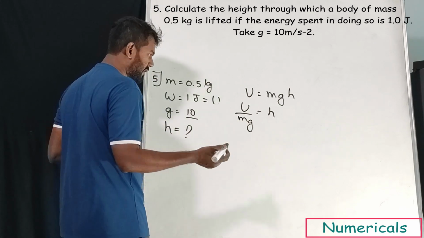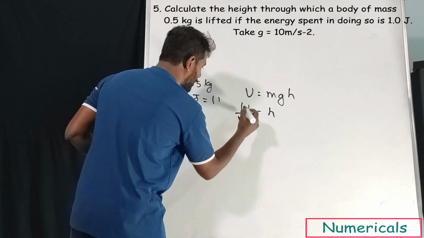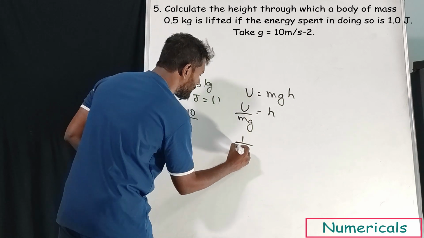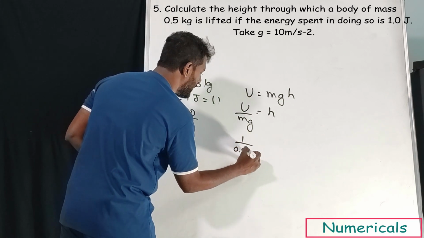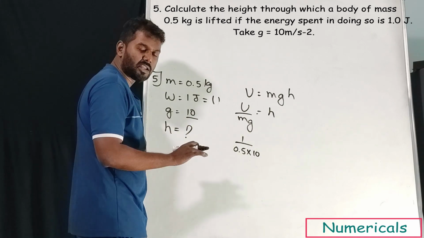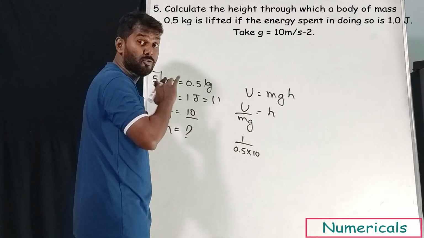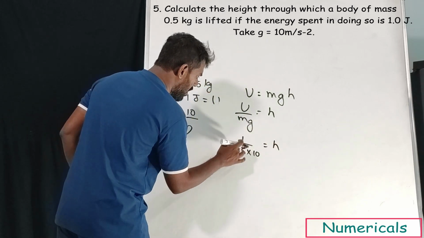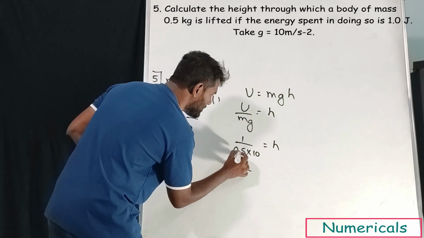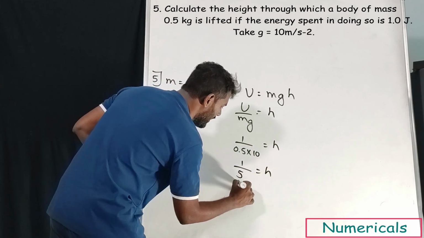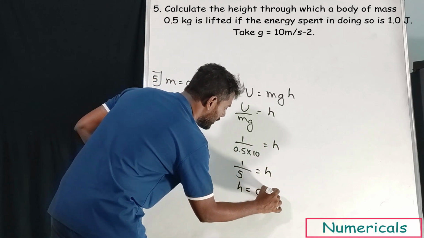Now we'll substitute the values, we'll get the answer directly. U is equal to 1 joule, no need to write the unit. Mass is given as 0.5, into gravity value, we have to take it as 10, that is given in the question. If it is not given, you assume it as 10, you will get full marks, don't worry about it. H: 1 divided by 0.5 into 10, which is 5, so 1 divided by 5 will always be 0.2.